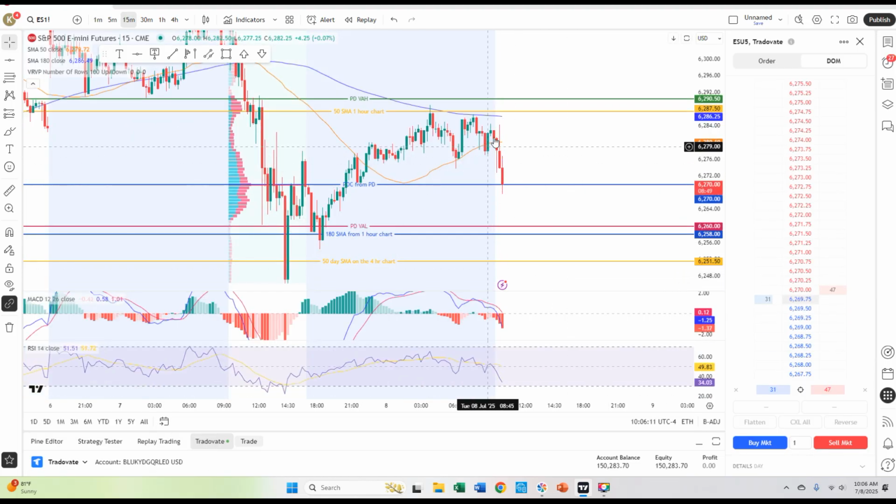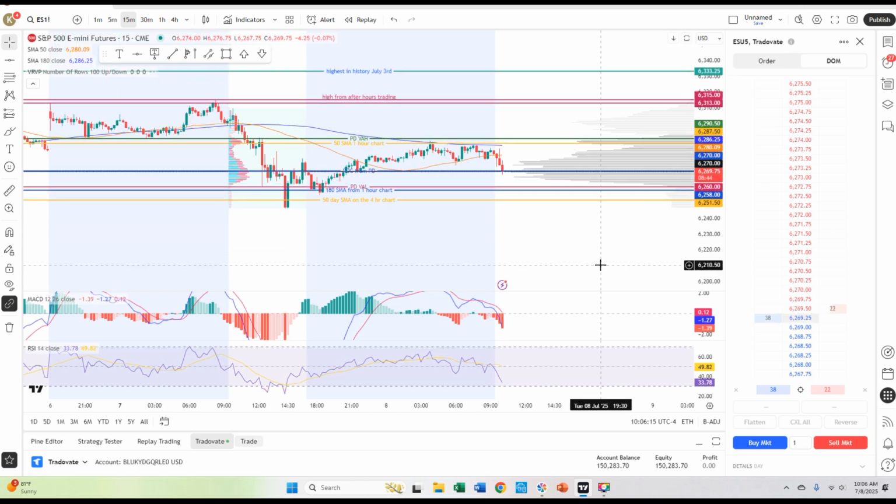Let's go look at the 15. Yeah, it's pretty downtrending right now. I think we want to stick with shorts. I do think it's going to bounce up though.